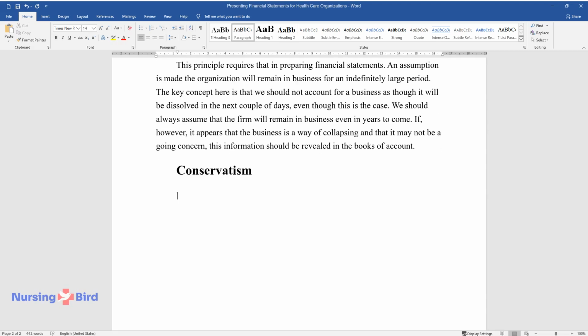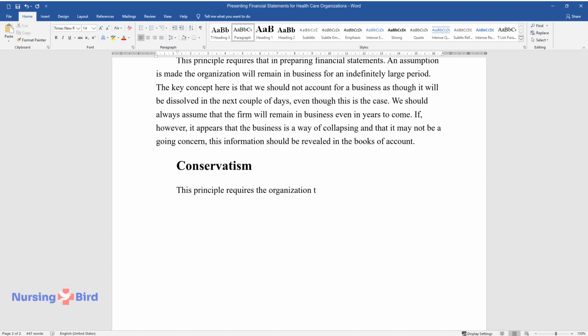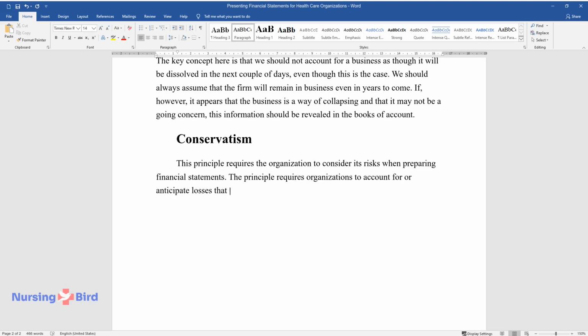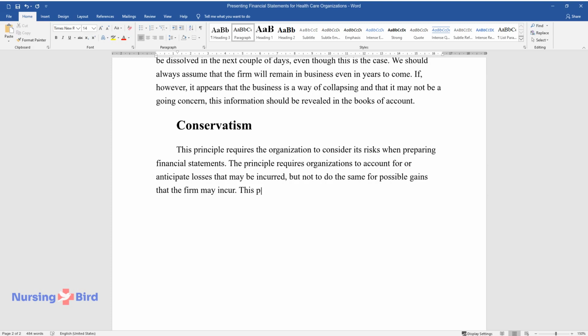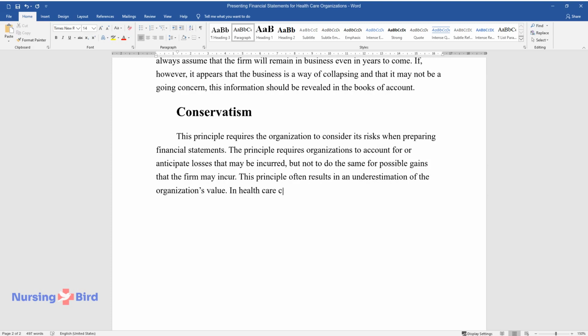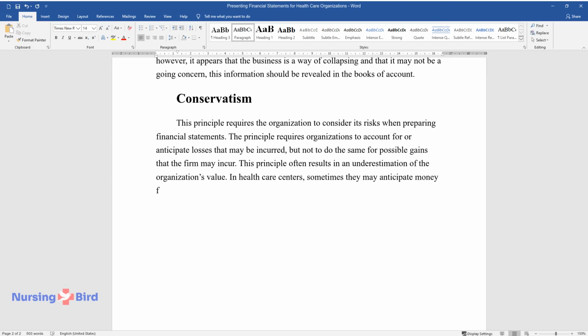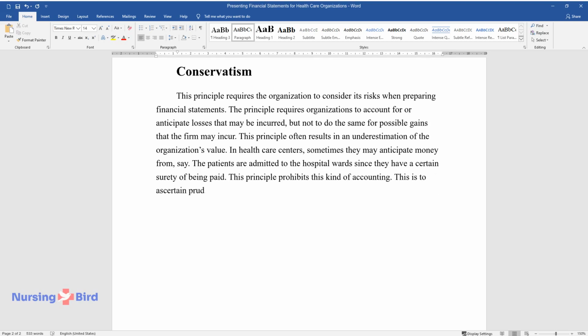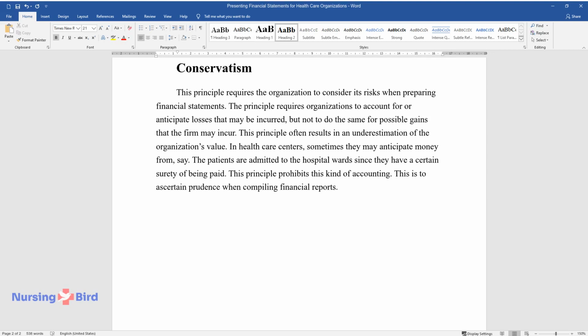Conservatism. This principle requires the organization to consider its risks when preparing financial statements. The principle requires organizations to account for or anticipate losses that may be incurred, but not to do the same for possible gains that the firm may incur. This principle often results in an underestimation of the organization's value. In healthcare centers, sometimes they may anticipate money from, say, patients admitted to the hospital wards since they have a certain surety of being paid. This principle prohibits this kind of accounting. This is to ascertain prudence when compiling financial reports.